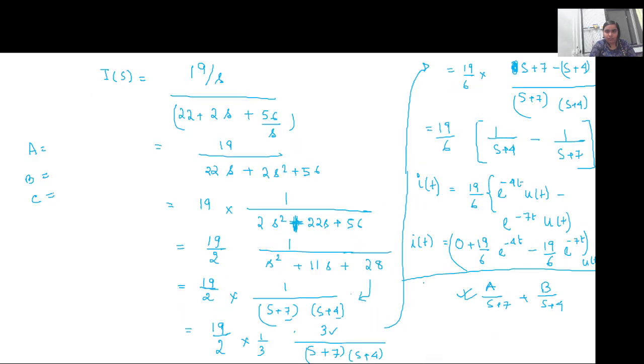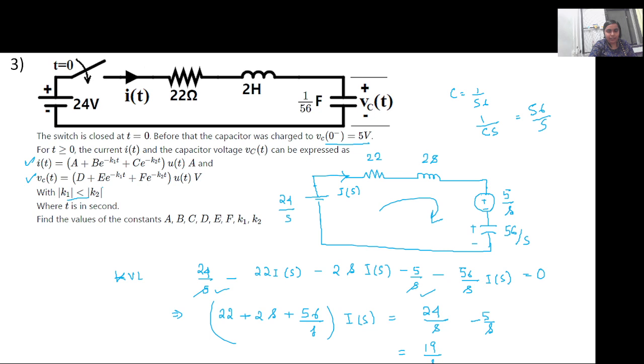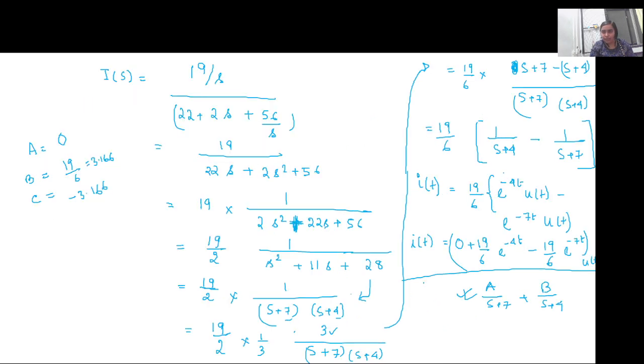So a will be equal to 0, b will be equal to 19 by 6. Let me just calculate. 19 divided by 6 is 3.166. c will be equal to minus 3.166. And you have to find K1 and K2. So this is K1 and this is K2, right? K1 is equal to 4, K2 is equal to 7. These are the parameters. Now you have I of t.